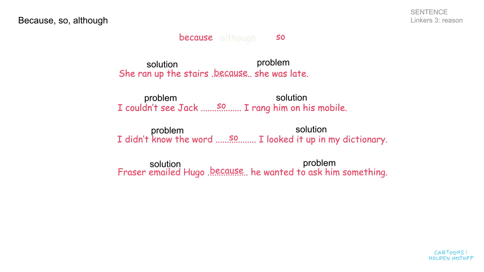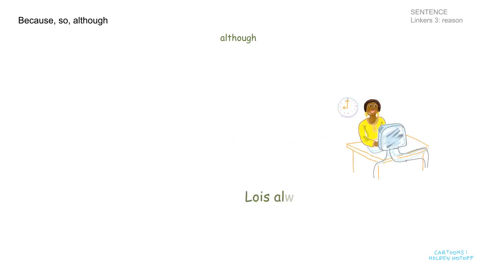Okay, let's move on to although, which is different. Here's a picture of Lois, who is always punctual. Lois always gets to work on time. It's 9 o'clock, which is her starting time. And where does Lois live? Well, here's her house. She lives over here, which is a long way away. And here she is, walking to work, which takes her some time.